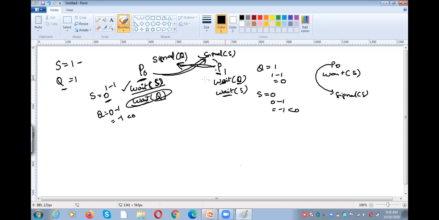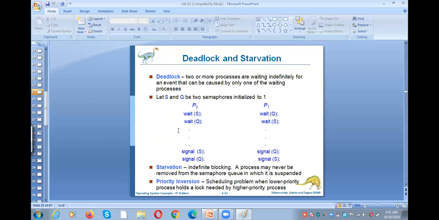Whatever process is performing the wait operation on a particular semaphore, that process needs to perform the signal operation, right? Signal of S. But these two processes are waiting for each other. P0 is waiting for signal of S and P1 is waiting for signal of Q. So both the processes are waiting indefinitely. P0 and P1 will wait for each other indefinitely. That indefinite waiting leads to deadlock. So that situation is called deadlock.